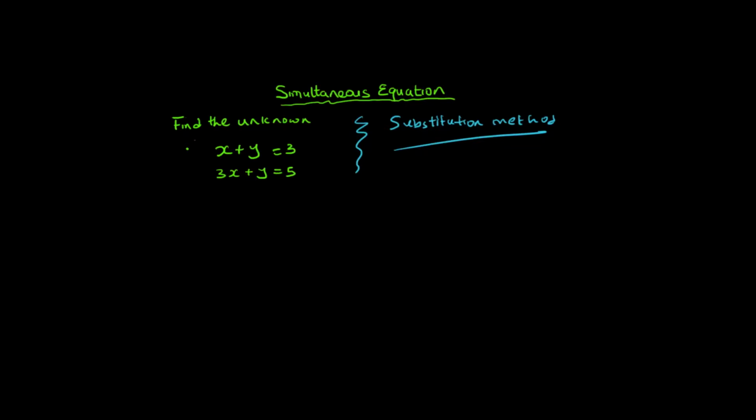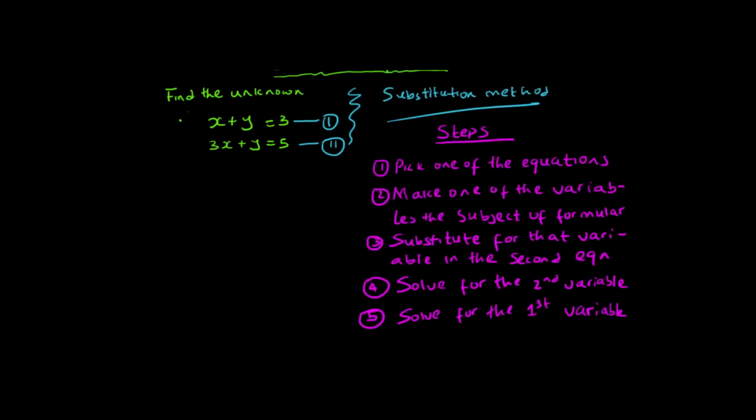Step 1 is to name the equations. So I have equation 1, I have equation 2. Now, to make this very easy for every one of us, I would like to write the steps you need to take to solve any simultaneous equation. Here we have it. Step 1, pick one of the equations. Step 2, make one of the variables the subject of the formula. Step 3, substitute for that variable in the second equation. Step 4, solve for the second variable. Step 5, solve for the first variable.